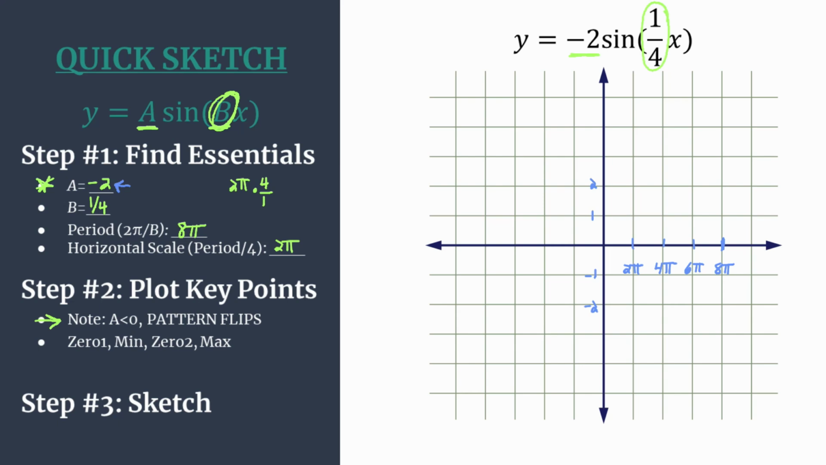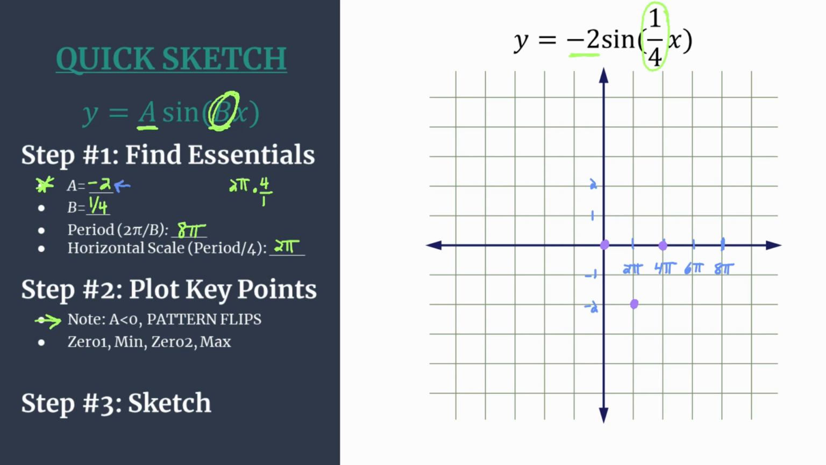We'll plot our key points. Remember, we're using the flipped sine pattern. So that starts at the origin with a 0, then goes to a minimum, 0, maximum. All right, plot your point on the origin. 2 pi will get you your minimum, and you get the y coordinate simply by using the value for a, so -2. All right, that's the minimum. 4 pi, we have a 0, and 6 pi gets our maximum.